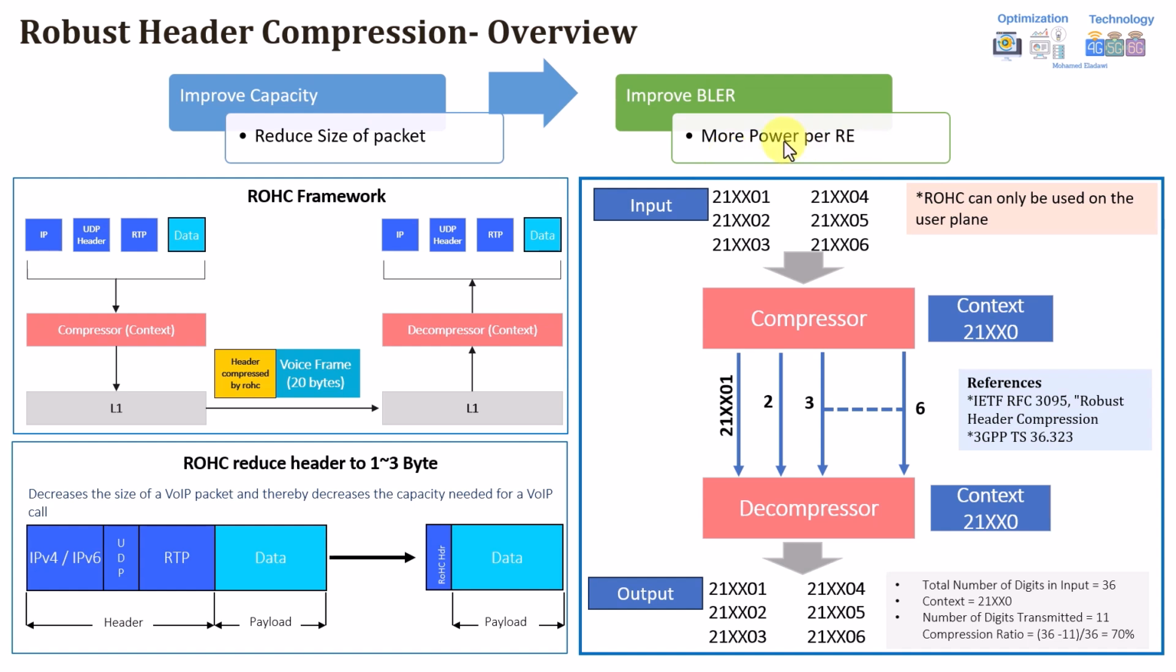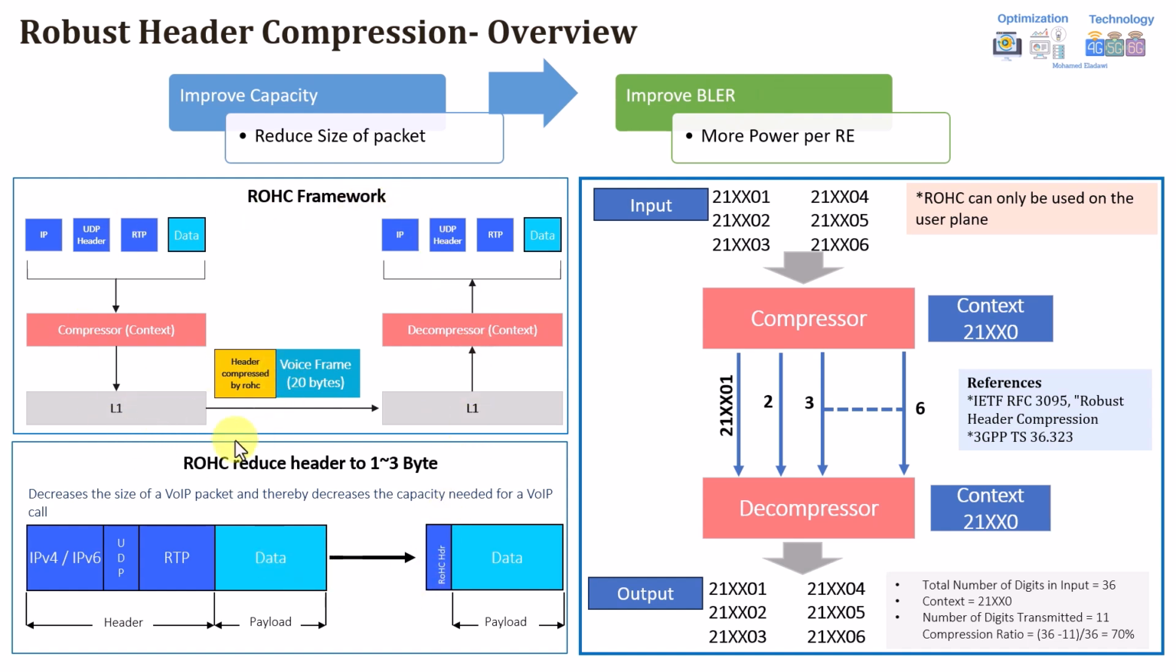So this will be reflected in you having a better uplink coverage and a much better block error rate. So the main advantage here is you are improving the capacity in general because you are reducing the packet size, and you're improving your uplink performance, especially block error rate and coverage as well. So this is actually the general idea.